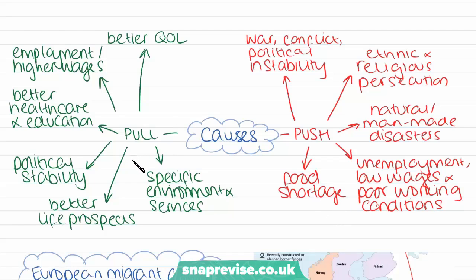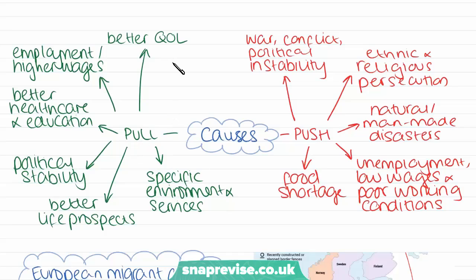Then the pull factors of our destination countries are mostly associated with voluntary migration, because the people that are being pushed out of their countries don't really have a choice. They're moving because of their own safety, for fear of their life. So it's the economic migrants that are associated with the pull factors.